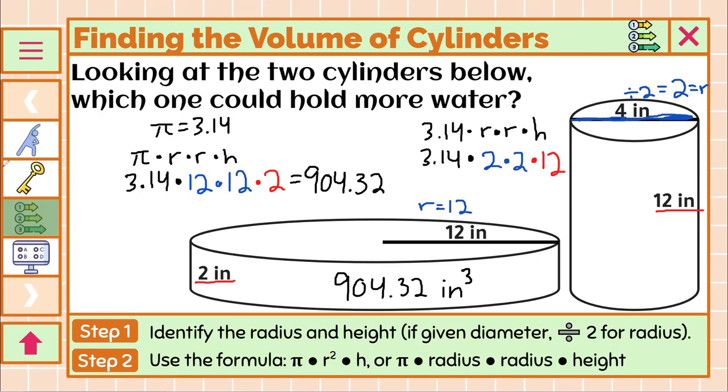Like before, I'm going to put this in my calculator and see what do I get in the end. 3.14 times 2 times 2 times 12, I get 150.72. And they did want to know which cylinder could hold more water. Well, clearly, our short but very wide cylinder holds the most water. So I'm going to put a little star next to it and say this cylinder holds the most.